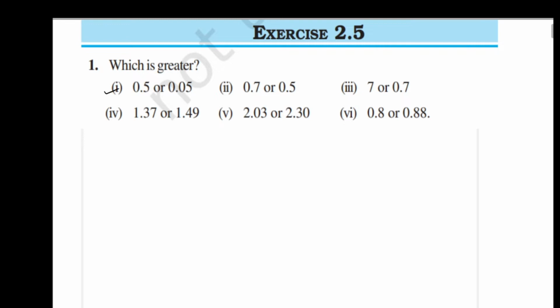0.5 or 0.05. To compare two decimals, first you have to compare the integral part, that means before the decimal point. If it is equal, then we have to go through the decimal part. After the decimal, here it will be 5, here it will be 0. Which is greater, 5 or 0? Definitely 5. So 0.5 is greater than 0.05.